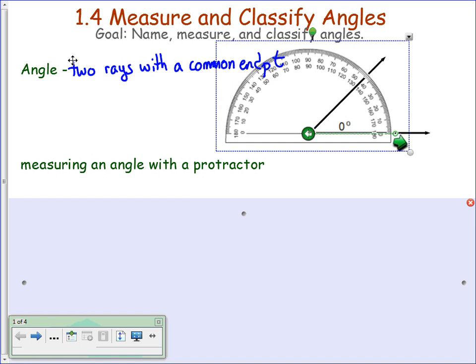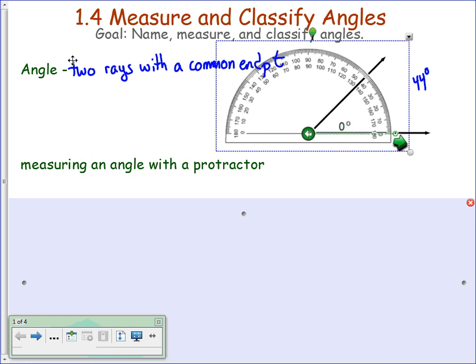And then when you are counting, you can see there's two sets of numbers, inside and outside. I use the set where 0 is. So for example, I'm going to the right here. Here is 0, and I use the outer numbers. So I'm going 10, 20, 30, 40. And this one appears to be about 44 degrees. I want to be as close as possible when measuring with a protractor.